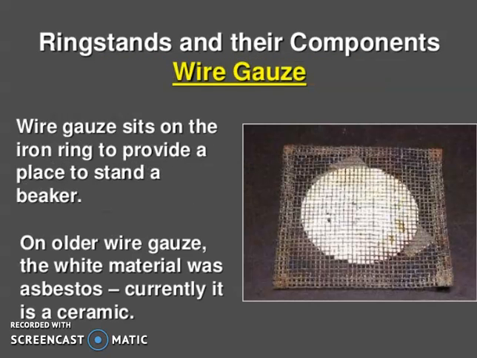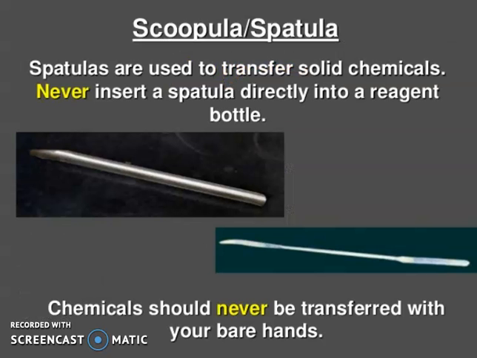Now ring stand and their components: wire gauze. Wire gauze sits on the iron ring to provide a place to stand a beaker. In older wire gauze, the white material was asbestos. Currently, it is ceramic.